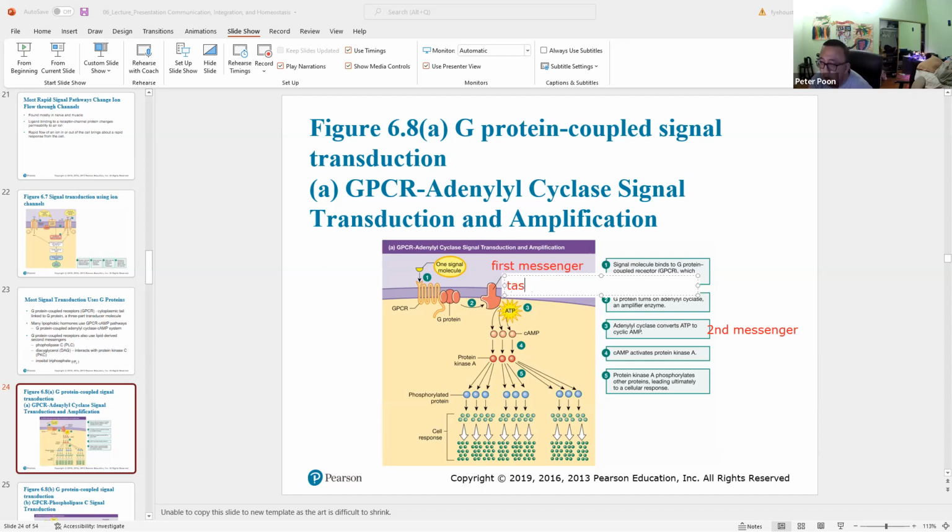So the hormone is the first messenger. This is the transducer, and then the second messenger. And then the signaling. So the cyclic AMP turns on protein kinase A, other things, and that causes other things to respond.